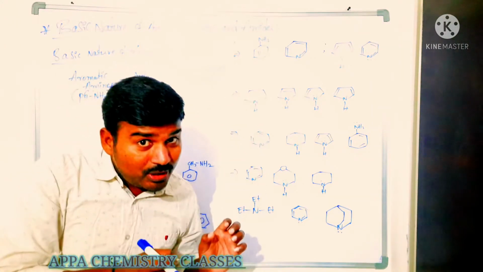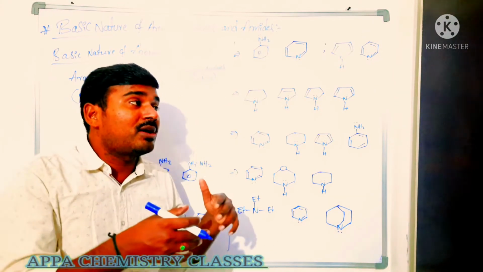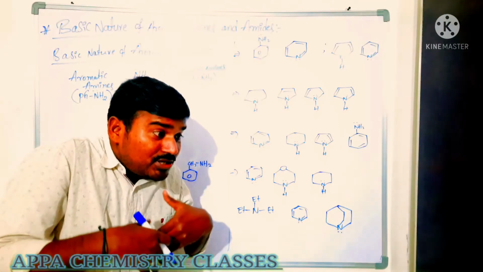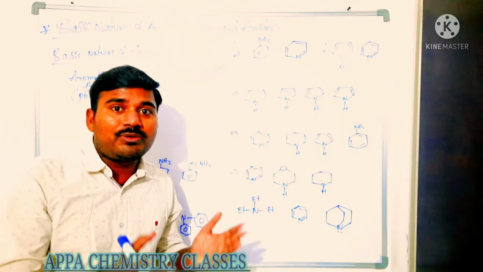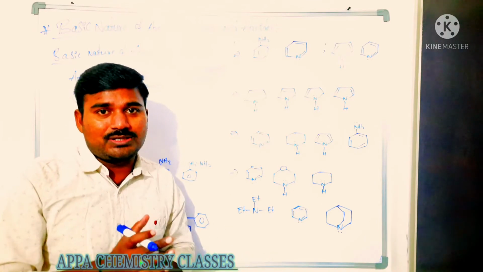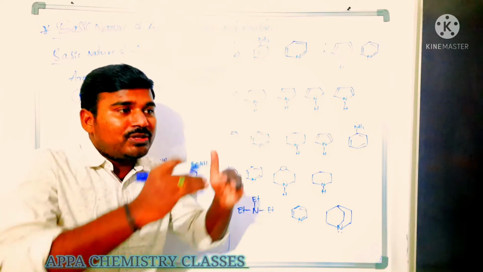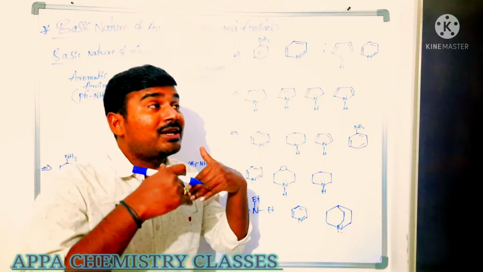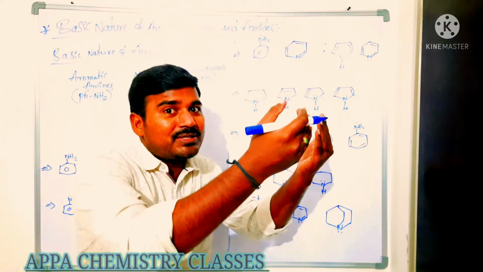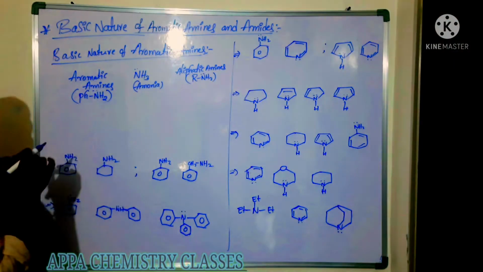Whenever they are withdrawing the electron from the nitrogen, then what happens? That nitrogen cannot donate the electron pairs easily. So it has less basic nature. That is, electron withdrawing groups decrease the basic nature. Electron releasing groups increase the basic nature. So that you do remember.